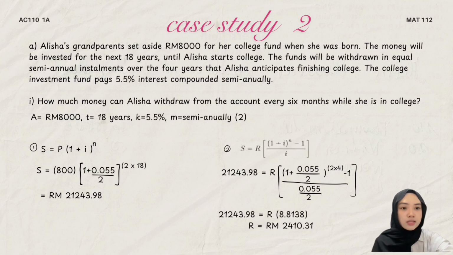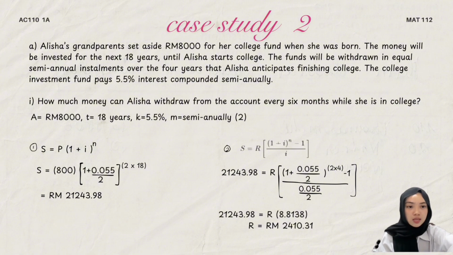Alicia's grandparents set aside 8,000 ringgit for her college fund when she was born. The money will be invested for the next 80 years until Alicia starts college. The funds will be withdrawn in equal semi-annual installments over the 4 years that Alicia anticipates finishing college. The college investment fund pays 5.5% interest compounded semi-annually. Based on the information given, A is equal to 8,000, T equal to 80 years, K equal to 5.5%, and M equal to 2.